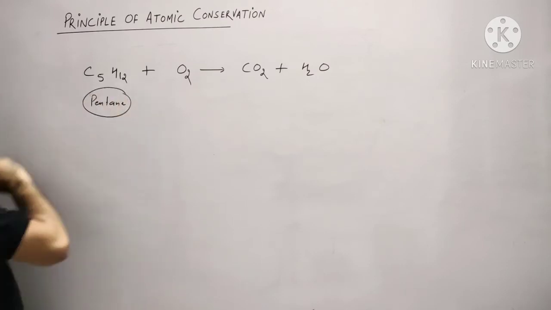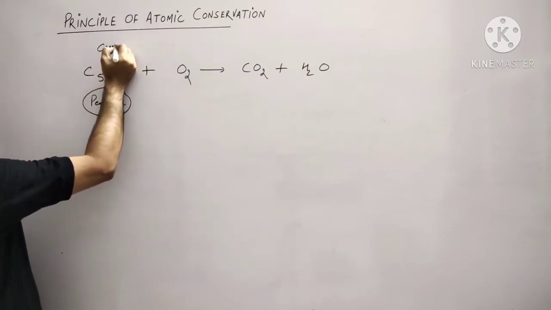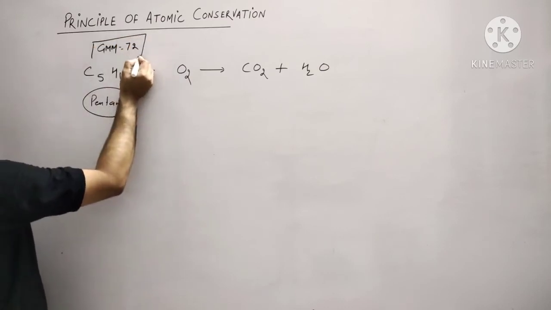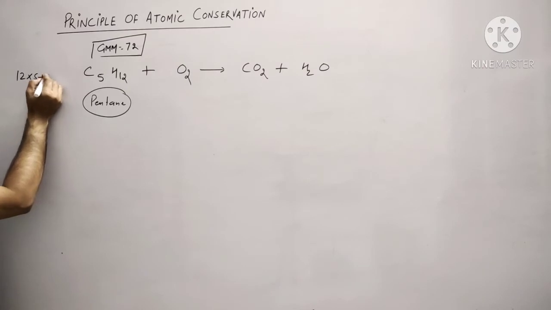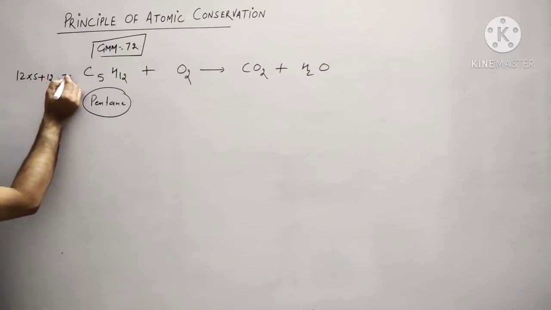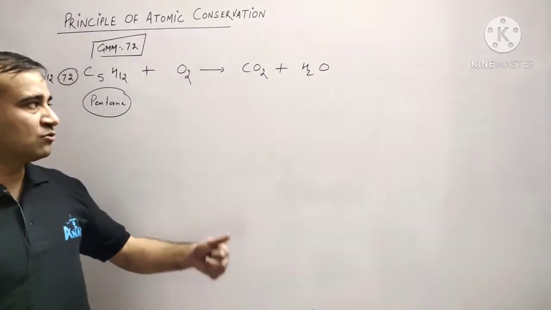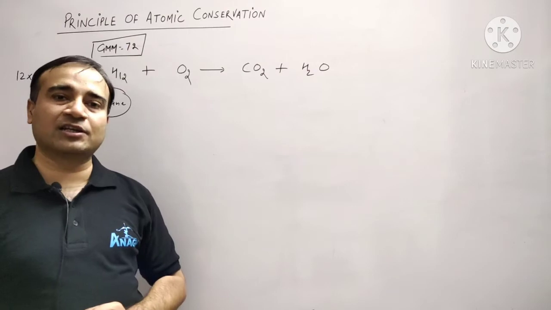It is pentane. What is the GMM of pentane? GMM of pentane is 72. That comes from 12 into 5 plus 12. That is 72. If I do this problem by using stoichiometric calculation, I have to balance the equation first of all.